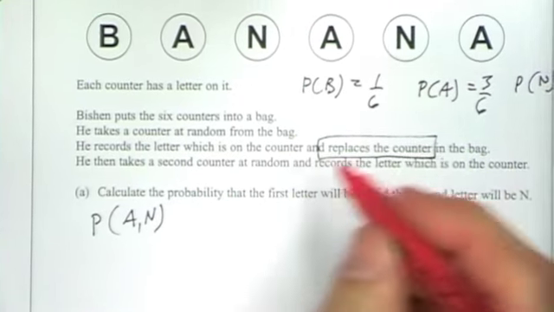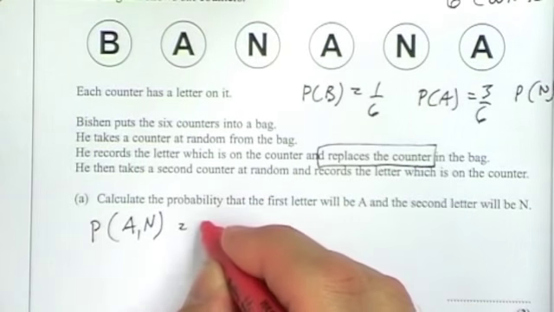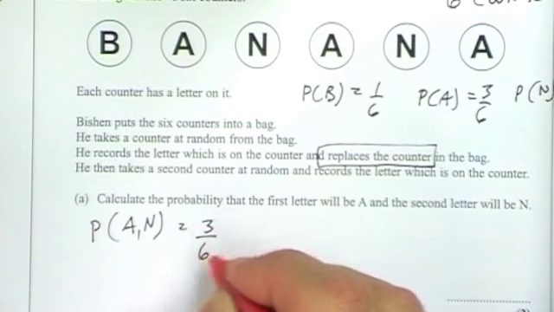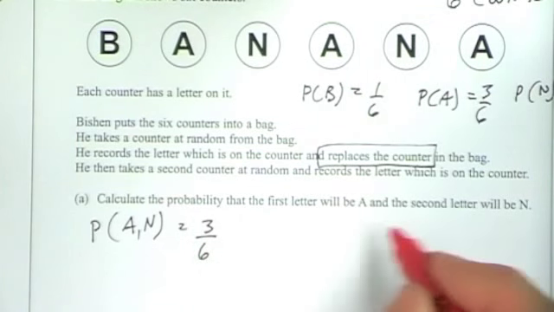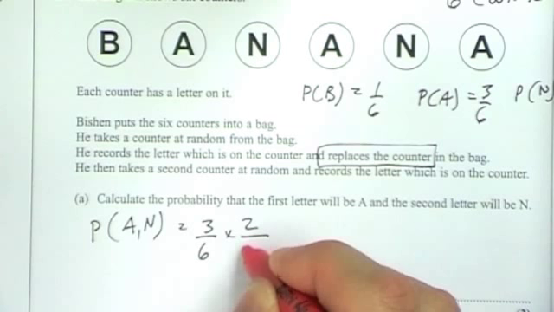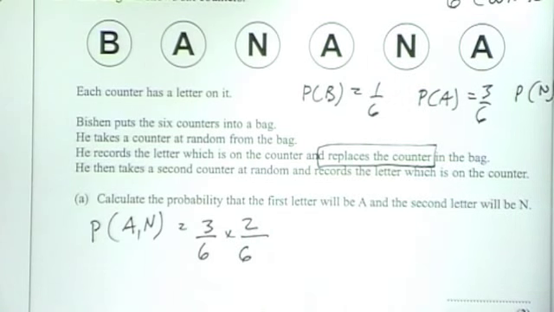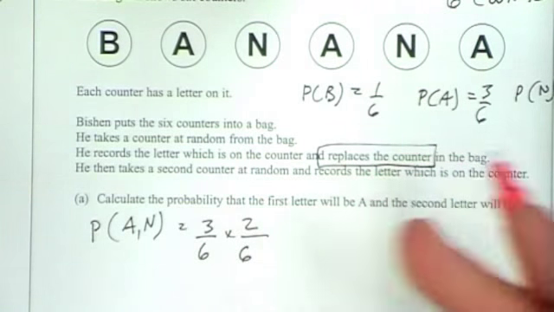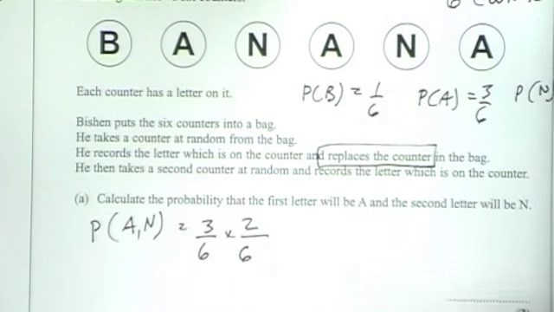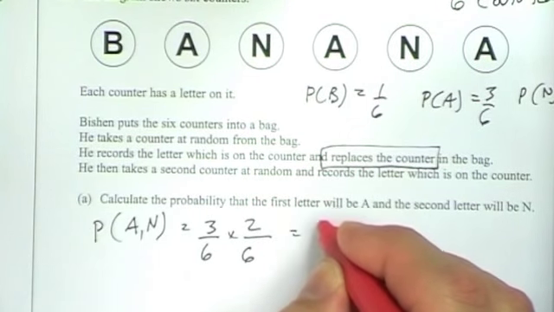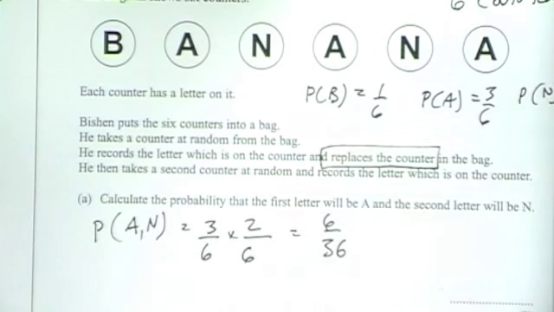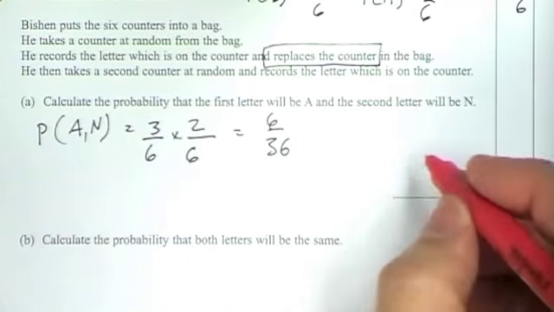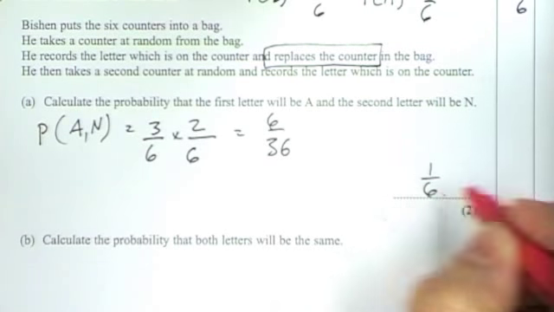And the probability of an A was 3/6, and of an N was 2/6. So you just multiply them together to get the overall probability of one thing followed by another. One thing followed by another is multiplying. So that gives us 6 over 36, which I could keep like that, but I need the final answer simplified. That's just 1/6.